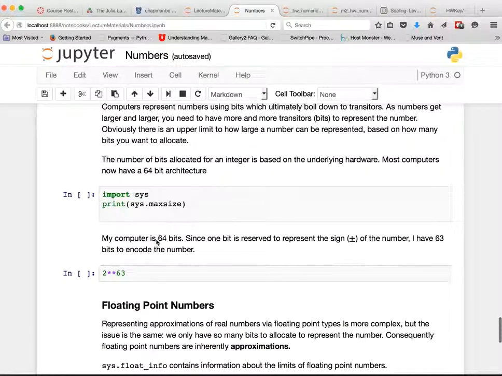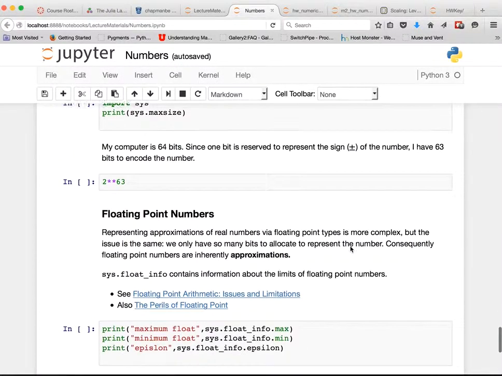With a computer architecture like mine, the underlying computer is using 64 bits of information, moving data around between memory and the CPU, all using a 64-bit architecture. So we can use 64 bits to represent a number, but typically we have to represent a plus or a minus sign. And so we usually have 63 bits to encode the magnitude of the number, and then 1 bit is reserved for the sign or the polarity of the number.